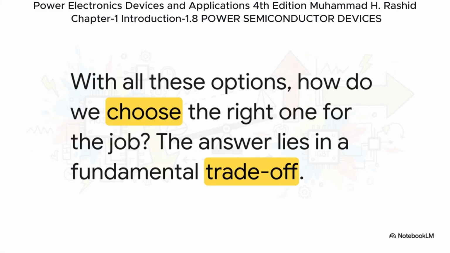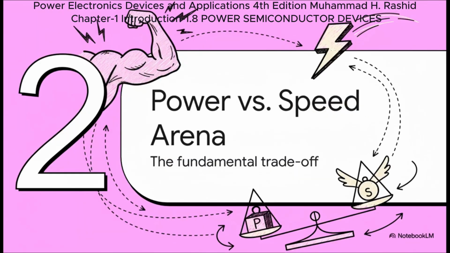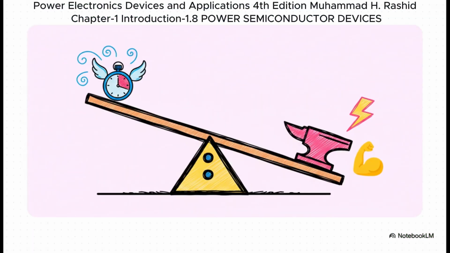So, this brings us to the million-dollar question for any power electronics engineer. We've got this awesome toolbox, right? It's filled with these different components. Some are fast and smart, others are incredibly strong. How on earth do you decide which one to use? Well, the answer lies in a really simple, fundamental trade-off. And this brings us to what I like to call the power versus speed arena. This is the core concept for everything we're talking about today. Every single device fits somewhere in this arena, and understanding where it fits is the absolute key to good engineering design.